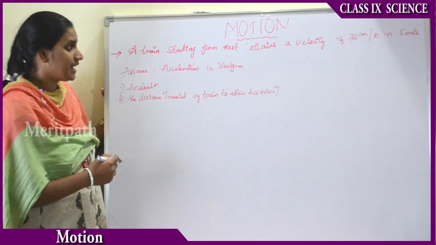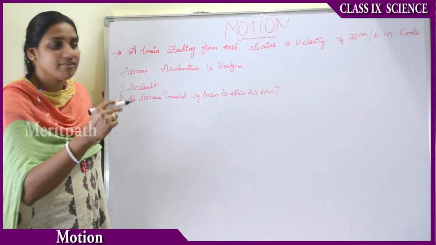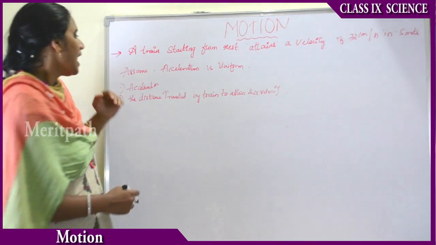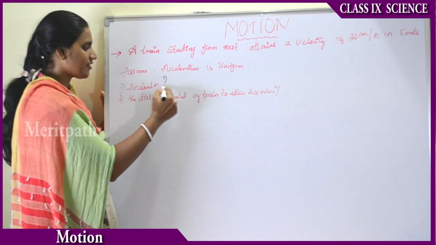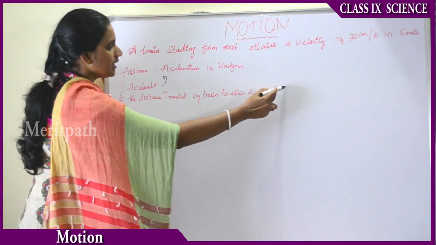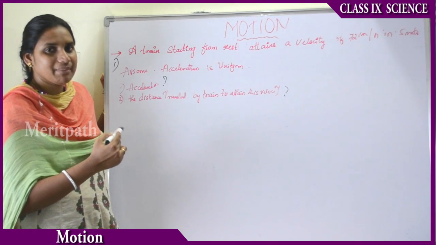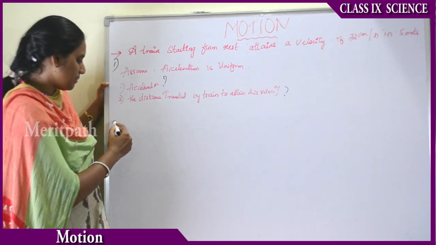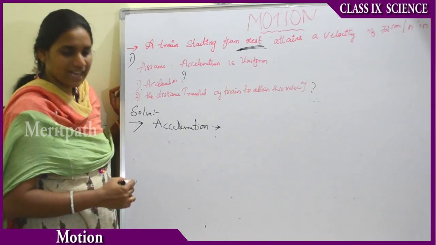Let us assume that a train is starting from a rest position and it is attaining a velocity of 72 km per hour in 5 minutes, and assume that the acceleration is uniform. We have to find out the acceleration and the distance traveled to attain that velocity. This is the problem in order to understand the three relations we have studied previously. Let us solve the problem and first find out the acceleration.